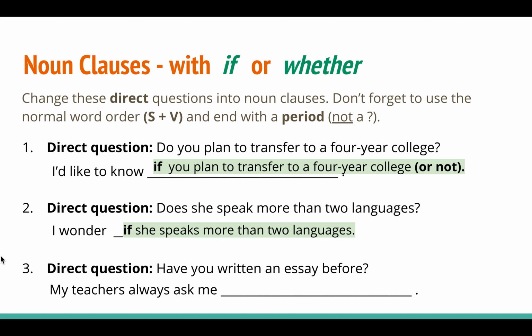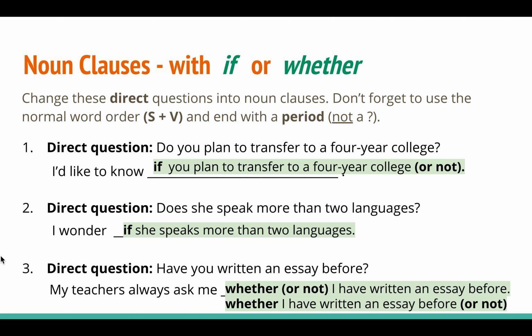Okay, question number 3. Here are some example answers. I used whether for this one. You could also use if. But if you use whether, I just want to show you that if we want to add or not for emphasis, I have 2 choices with whether. Either I could put it directly after whether, or I could put it at the very end of the sentence.